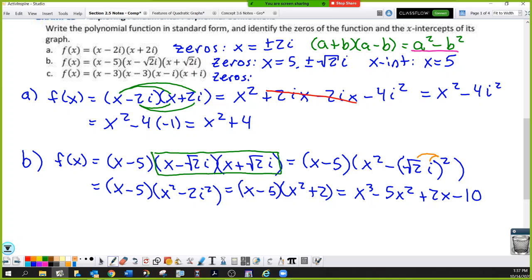My zeros, what makes the inside equal 0? I have x equals 3, and then plus or minus i. Since one of my zeros is a real number, I have one x-intercept at x equals 3. This 4th degree polynomial only crosses the x-axis one time. Neat.